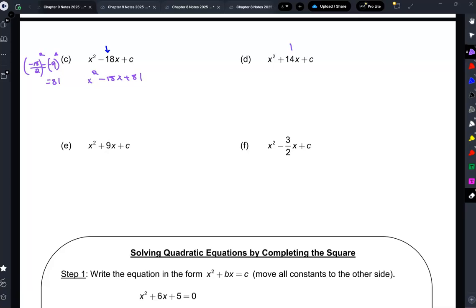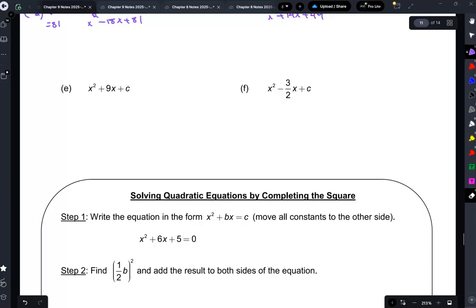So now let's do this one. 14. 14 divided by 2 is what? 7 squared is 49. So x squared plus 14x plus 49.